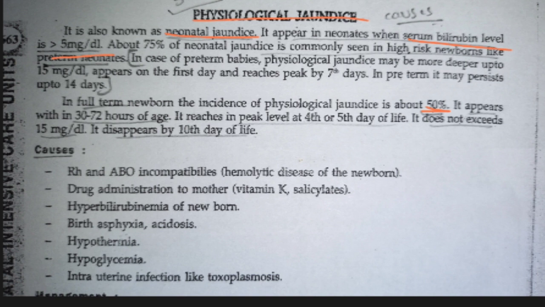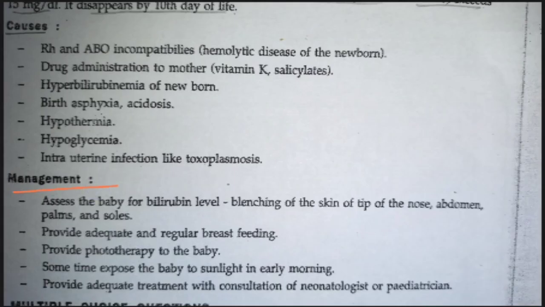If the mother and baby have different blood groups, the drug vitamin K can cause jaundice, and also a sudden fall of temperature, a sudden fall of glucose in the blood, infection, breathing problems, and suddenly a higher bilirubin level in the blood. This causes physiological jaundice. Management is very simple.